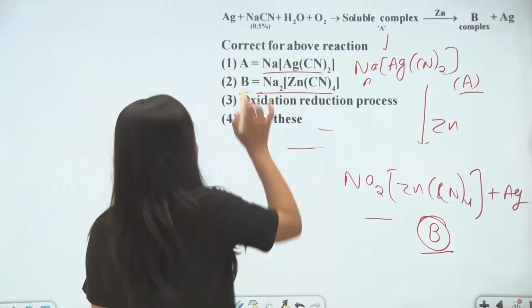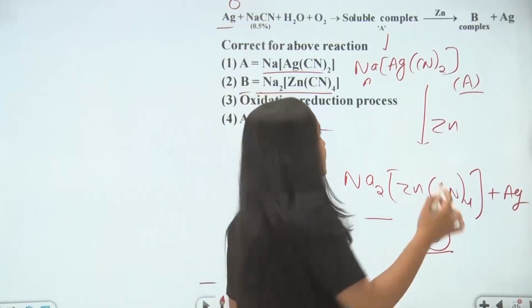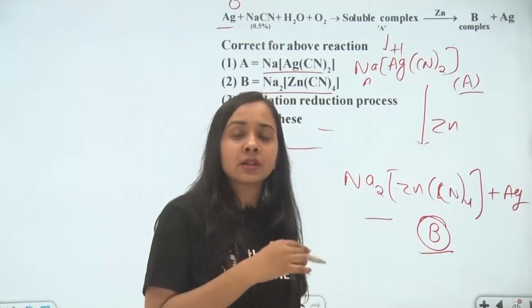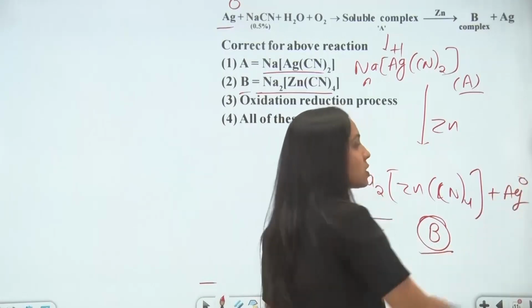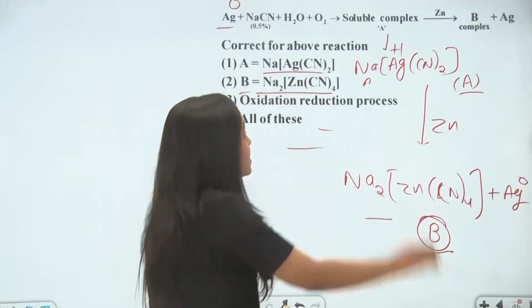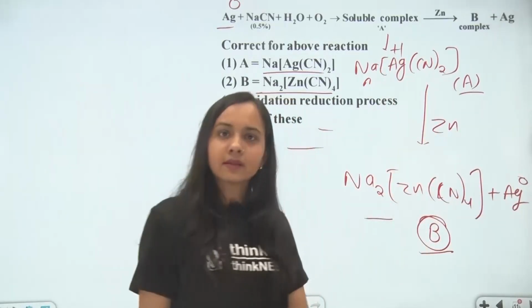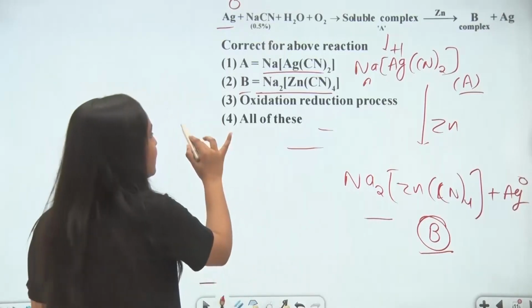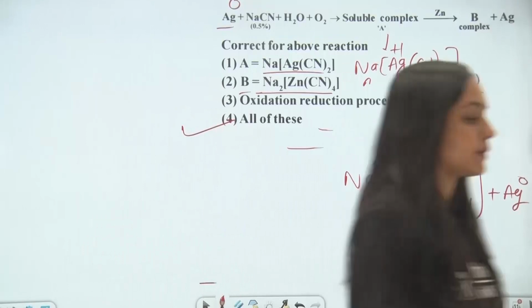You can see first here silver has 0 oxidation state. But after the complex formation, this has +1 oxidation state. And when this complex reacts with the zinc, then you can see that again silver has 0 oxidation state, right? So first oxidation proceeds and after the oxidation, again reduction proceeds, right? So this process is an oxidation reduction process. So option 4 is the correct answer. All of these statements are correct. Thank you.